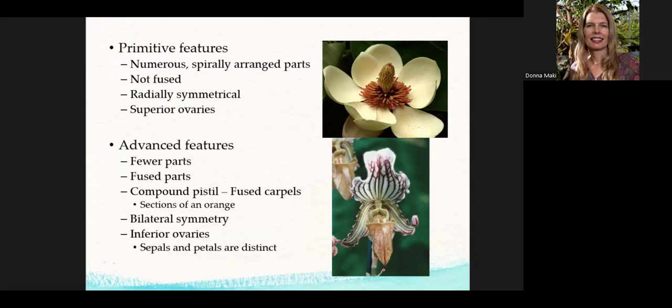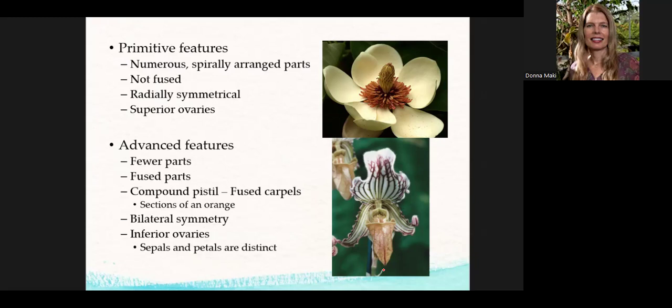So this slide's really important as you're studying, because I'm going to be asking about what's a primitive feature and what's an advanced feature. And so radially symmetrical means if you look down on the flower and you imagine cutting it in half, you can cut it any which way and you're going to get mirror images of the two halves. So if you can imagine cutting that, it doesn't really matter how you cut it.